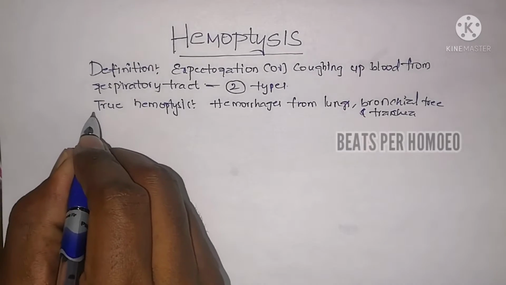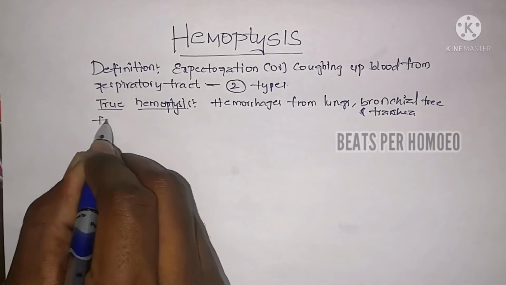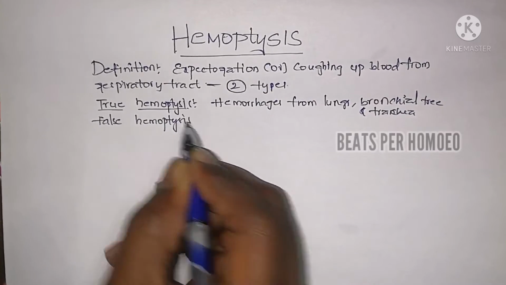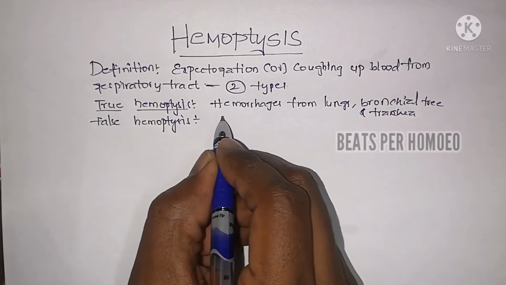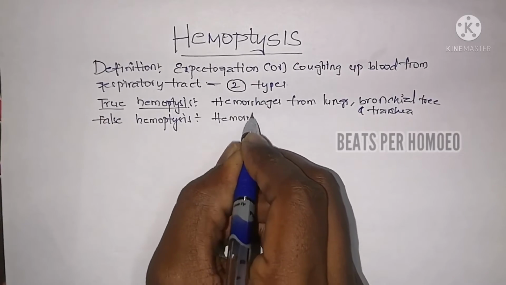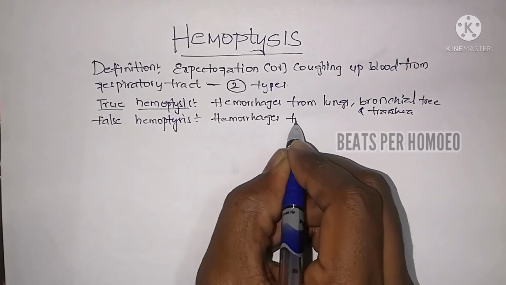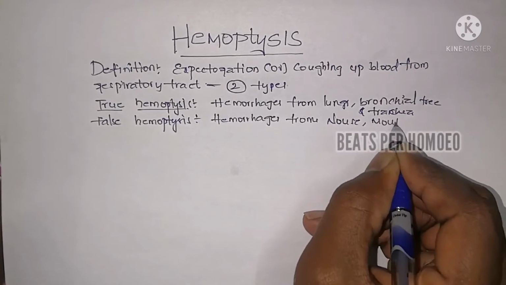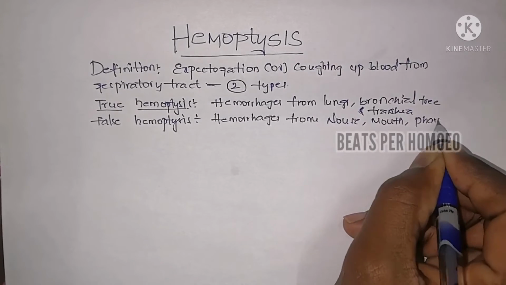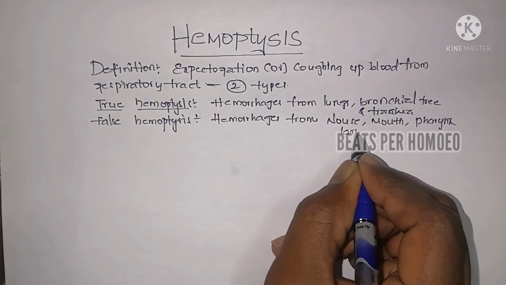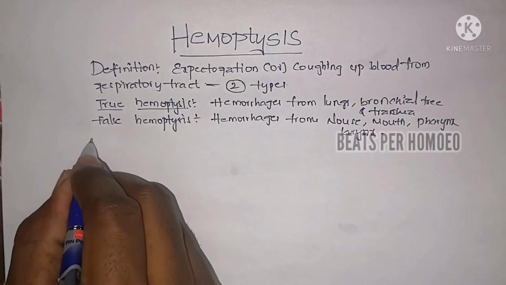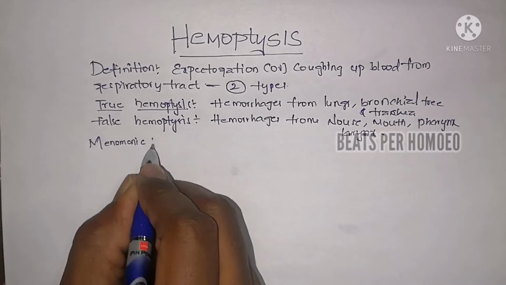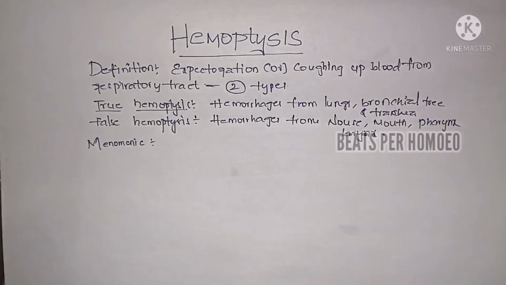Coming to the false hemoptysis, it means hemorrhages from the nose, mouth, pharynx, larynx. These are the basic types which differentiate true hemoptysis and false hemoptysis.